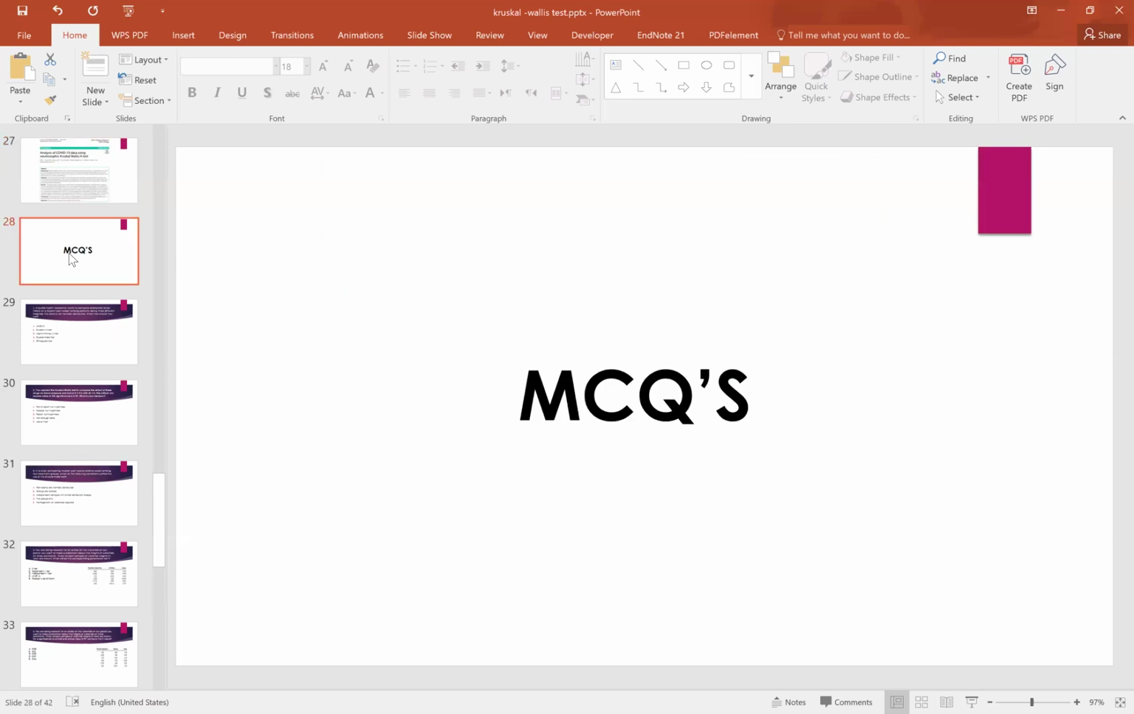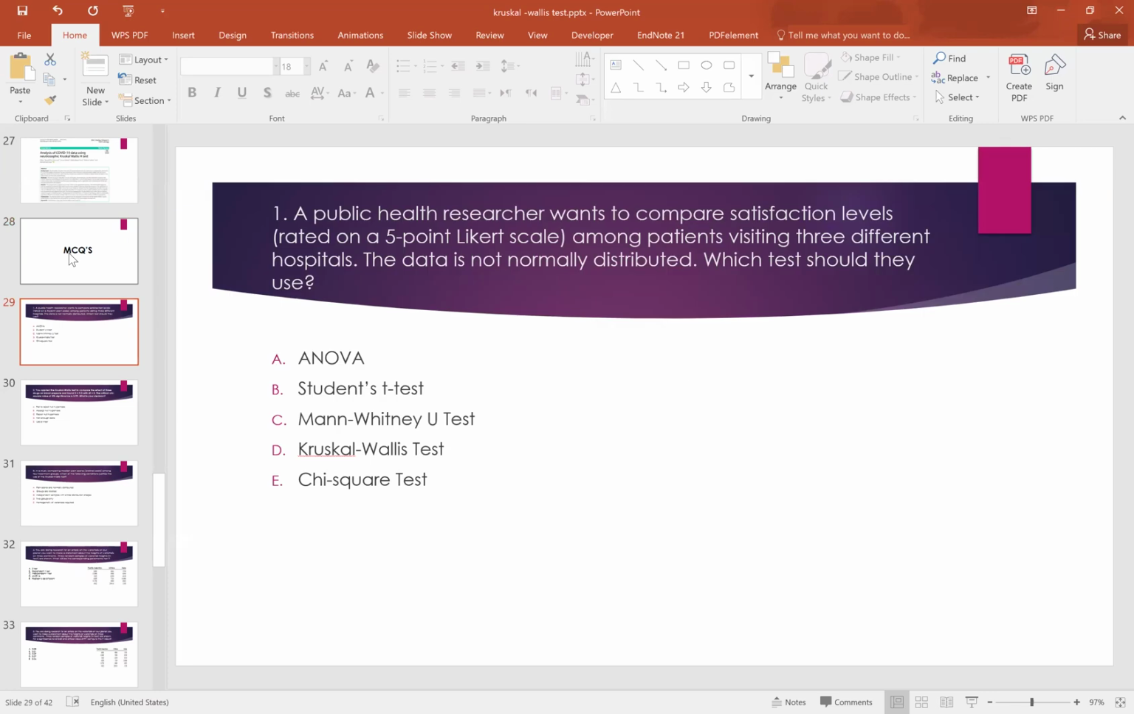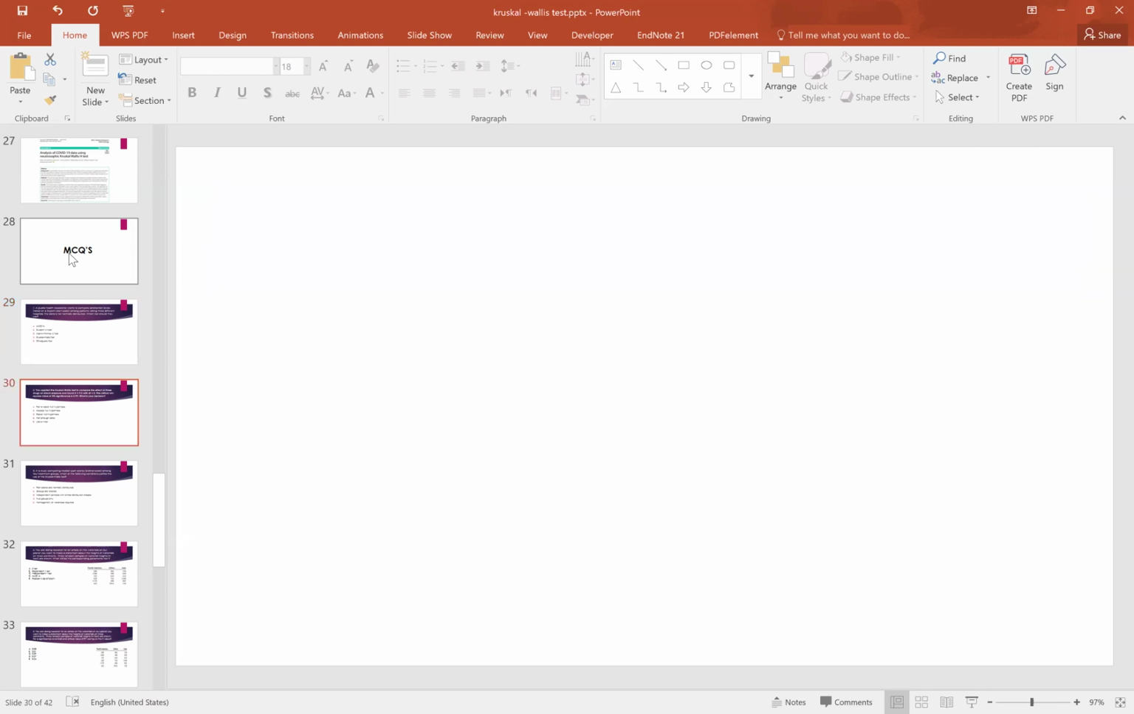Now it's time for MCQs. A public health researcher wants to compare stress levels related to a 5-point Likert scale among participants visiting 3 different hospitals. The data is not normally distributed. Which test should they use? ANOVA, student t-test, Mann-Whitney U-test, Kruskal-Wallis test, chi-square test. D. Yes, it's the Kruskal-Wallis test.